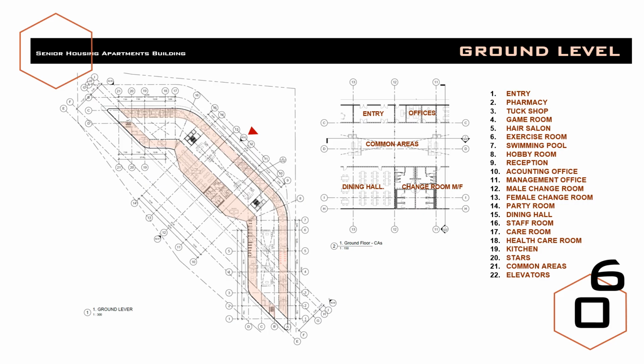We have a health and services area, like a medical consultation room, pharmacy, and care room. And we have additional amenities like a hair salon, a tuck shop, like a small convenience store, and a party room. The ground floor layout ensures residents have access to essential services and social areas to improve their quality of life and encourage community interactions.